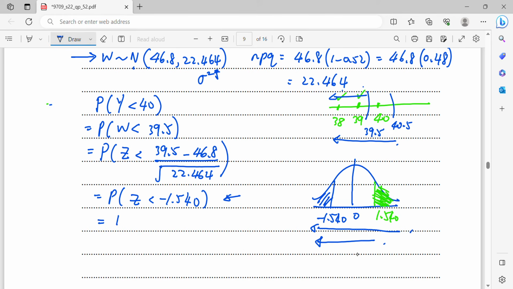So I will write P, it will be equal to 1 minus P(Z less than 1.540). So now you can just read the probability from the table and it will give you 0.9382. That is the probability of Z less than 1.540. And at last, correct to 3 significant figures, you'll be getting 0.0618. So this is the working for part B.